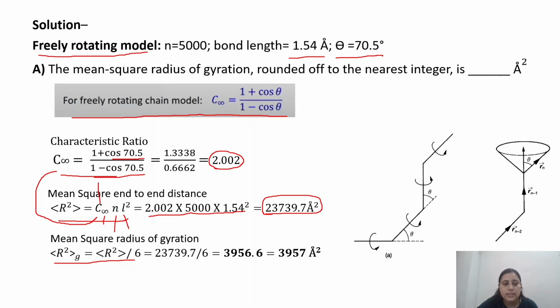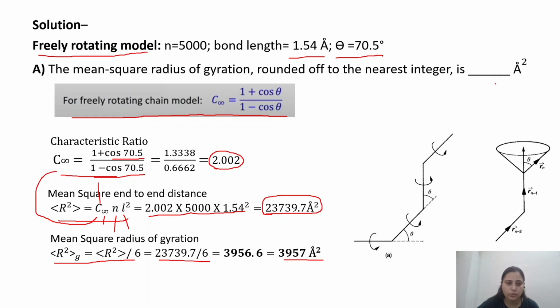Now to calculate the mean square radius of gyration, we need to divide this value of the mean square end-to-end distance by 6. Here we can simply put in the value and calculate. So our answer is 3,957 angstrom square, and we can put this value in the blank.